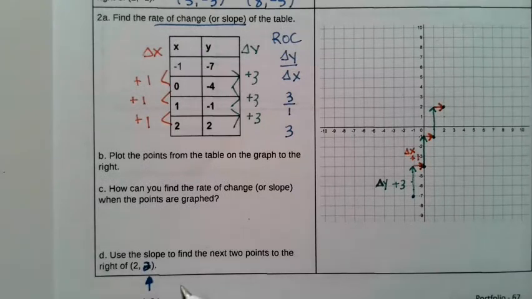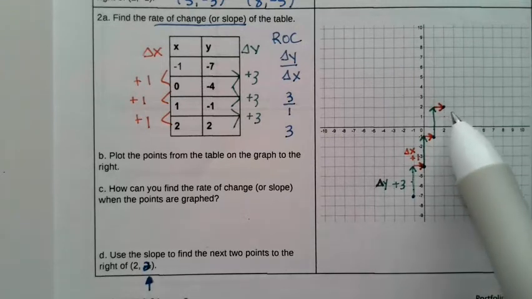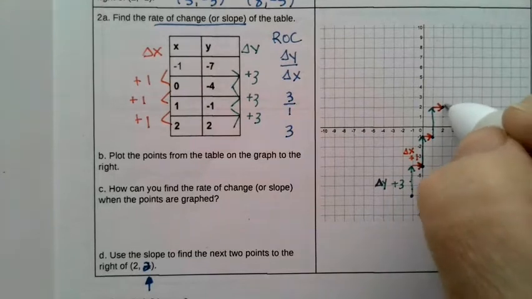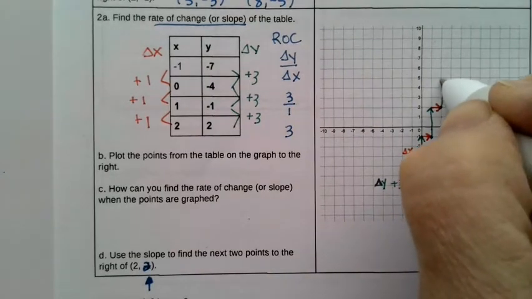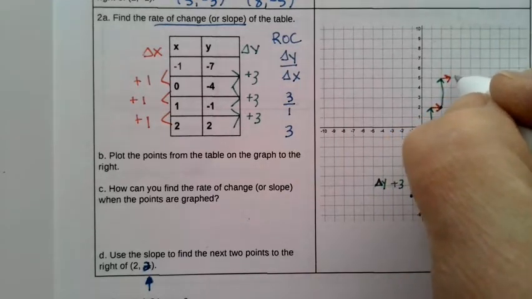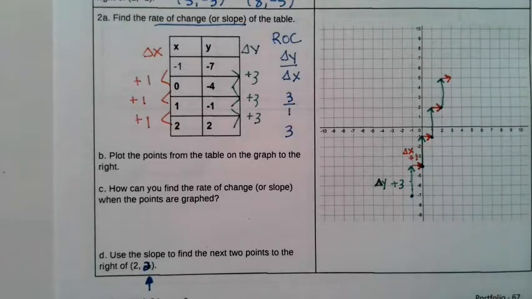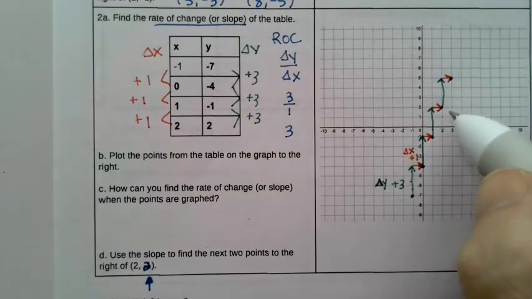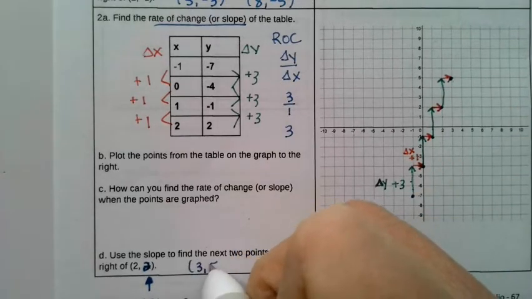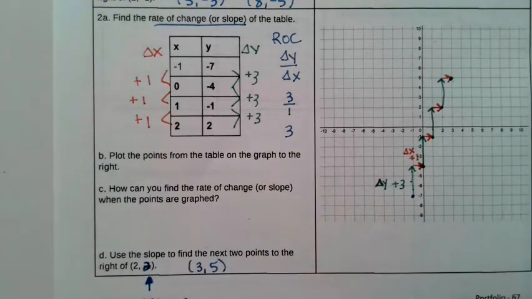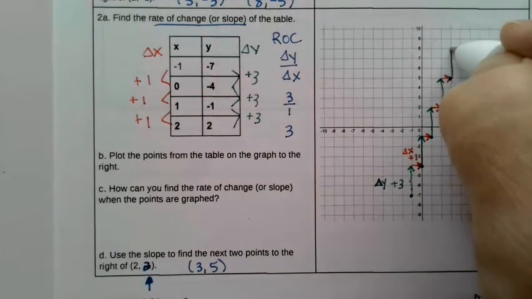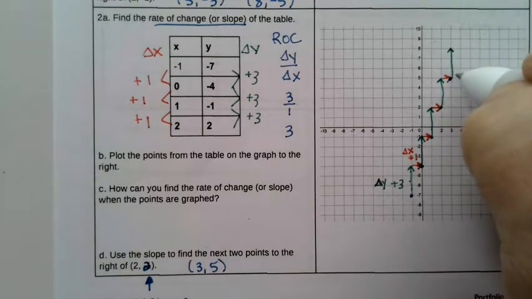Hopefully you realize that it's to the right of the point 2, 2, which is our point right here. You are going to continue going in this way, up 3, and to the right 1, that point right there. You can read off of your graph that 3, 5 is the next point. And you're going to do the same process again to get another point. And you could do this indefinitely. You could just keep going until you run off your graph and then some, because lines go forever.